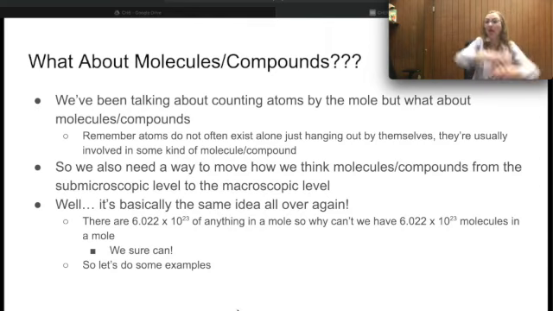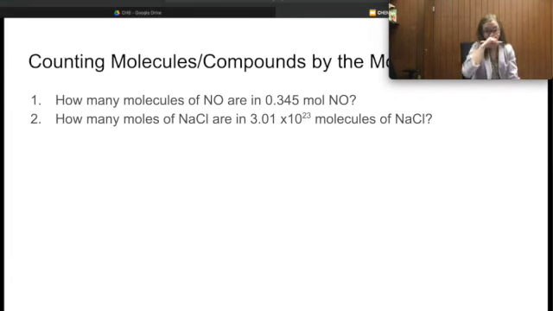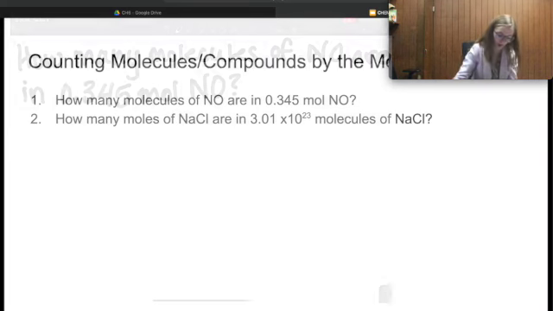Well, it's basically the same idea all over again. So remember, there are 6.022 times 10 to the 23rd of anything in a mole. So why can't it be molecules? Why can't we have 6.022 times 10 to the 23rd molecules in a mole? We sure can. So we're going to work through some examples just to show how this works with molecules, even though it's going to be basically the same thing we were looking at.